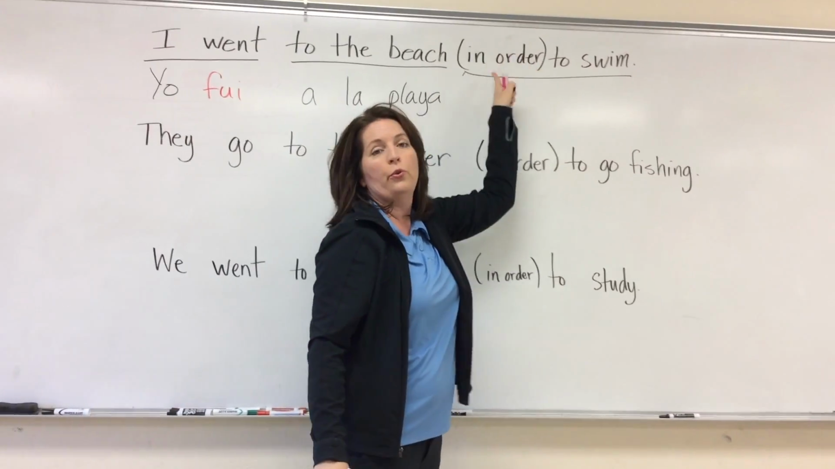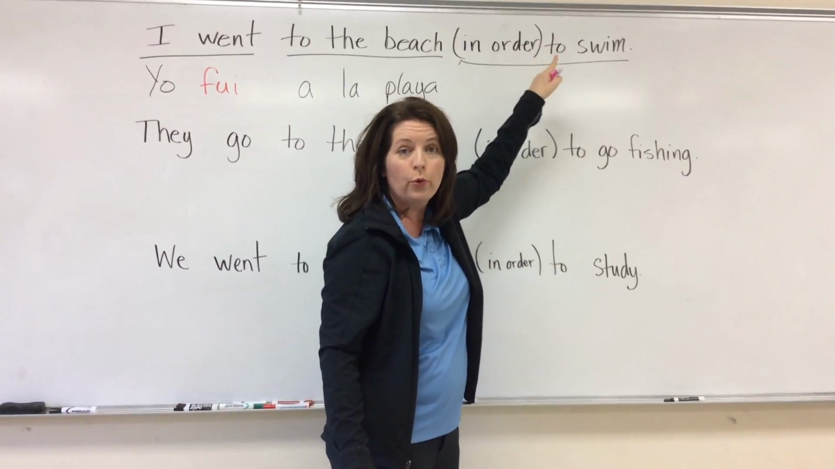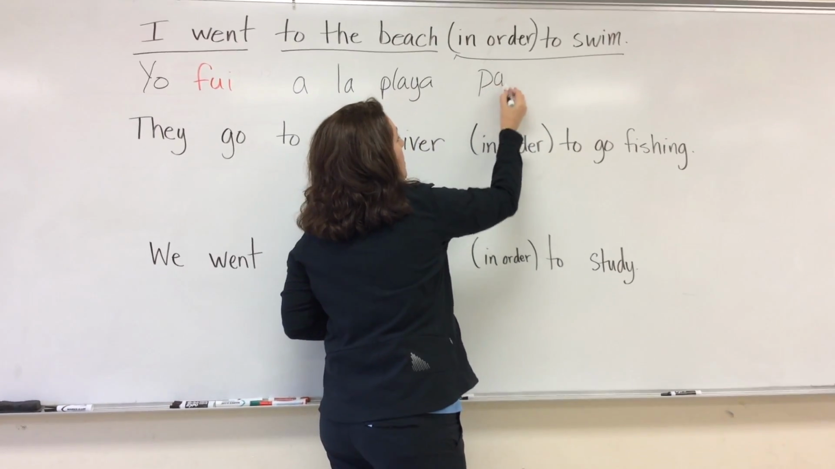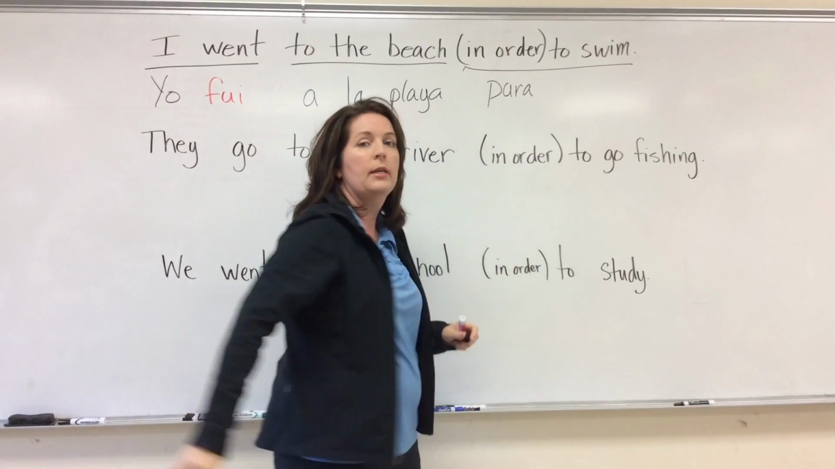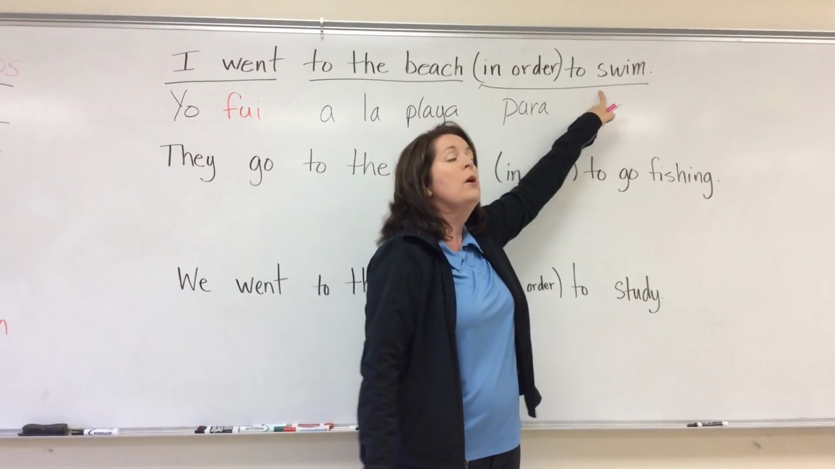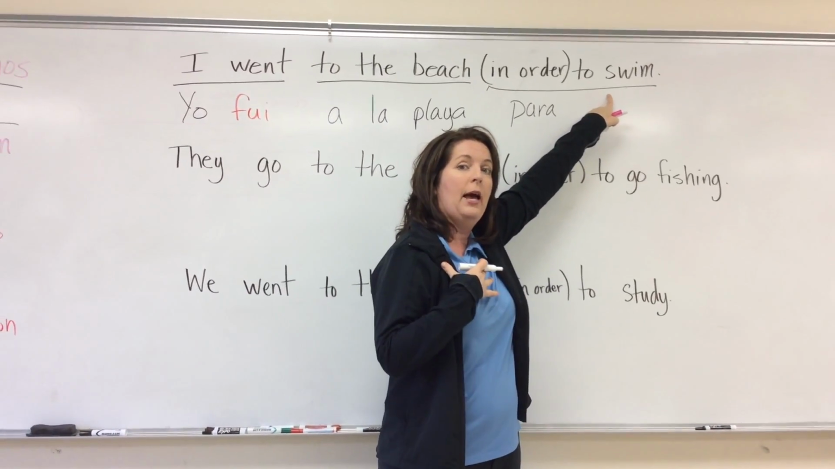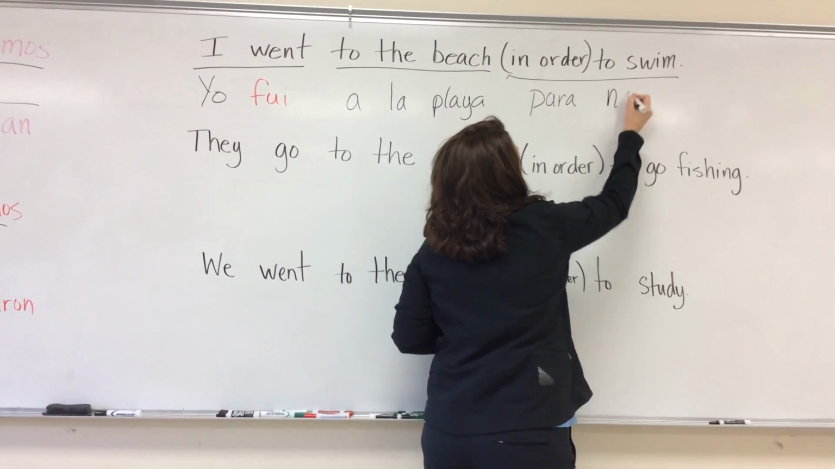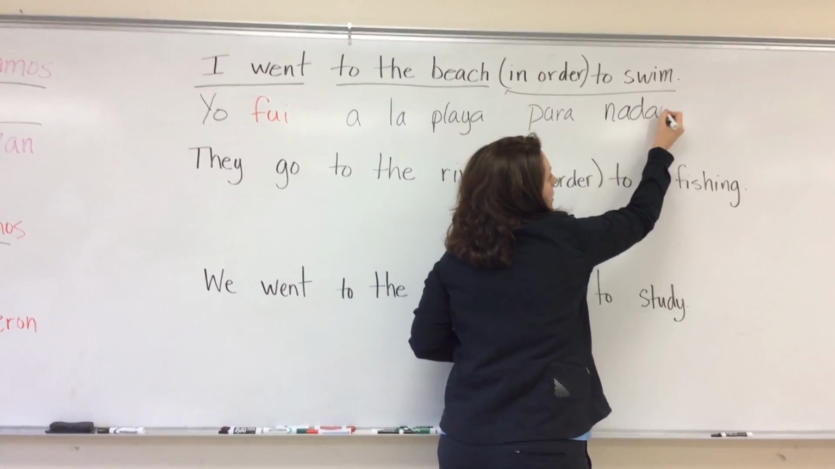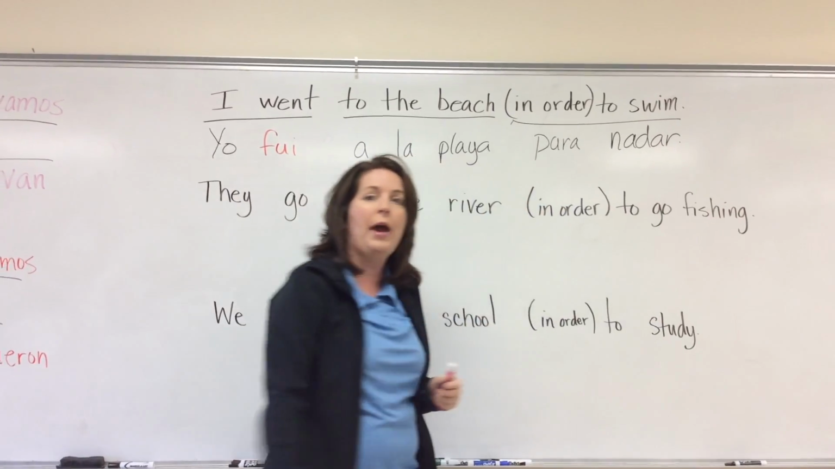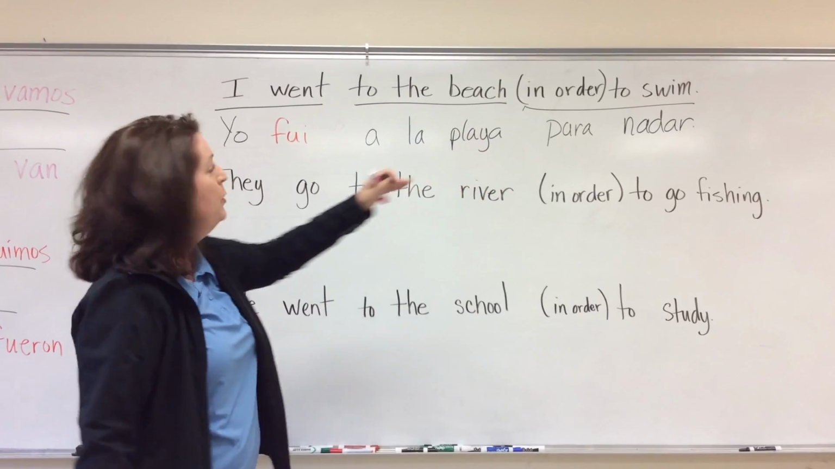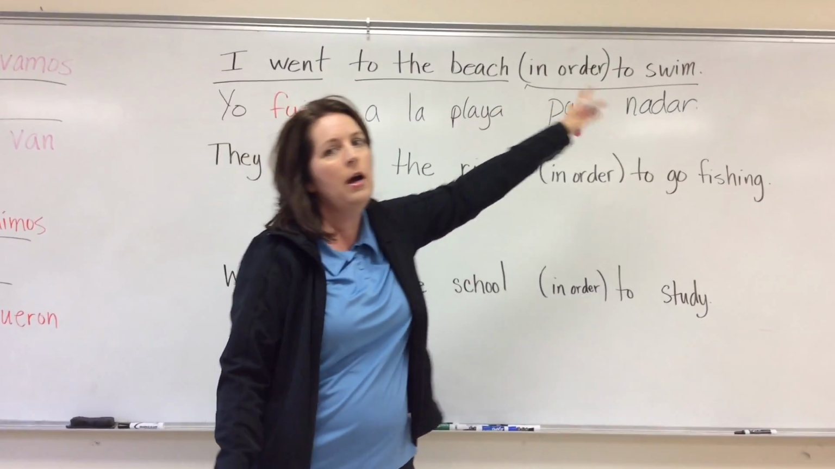What's in order to? We've been practicing how to say in order to. Para. Para. Then you just have to put your verb for swim. And if you're in my class, I say you nod your head when you swim. So, nadar. And boom, you have it. So, we want to be able to put that all together smoothly. Yo fui a la playa para nadar.